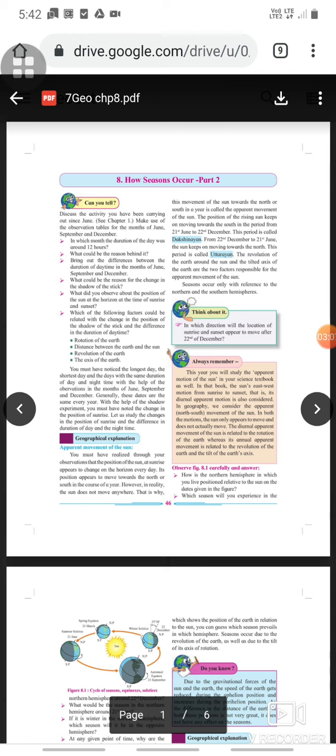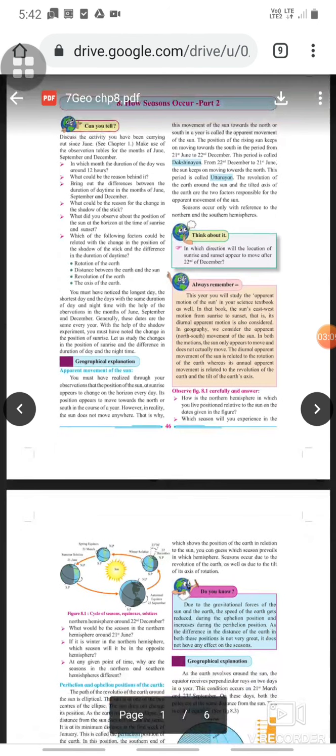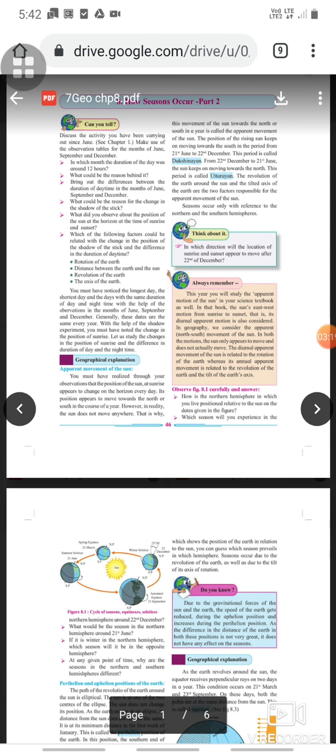Seasons occur only with reference to the northern and the southern hemisphere. Think about in which direction the location of sunrise and sunset will appear to move after 22nd of December. Always remember, this year you will study the apparent motion of the sun in your science textbook as well.